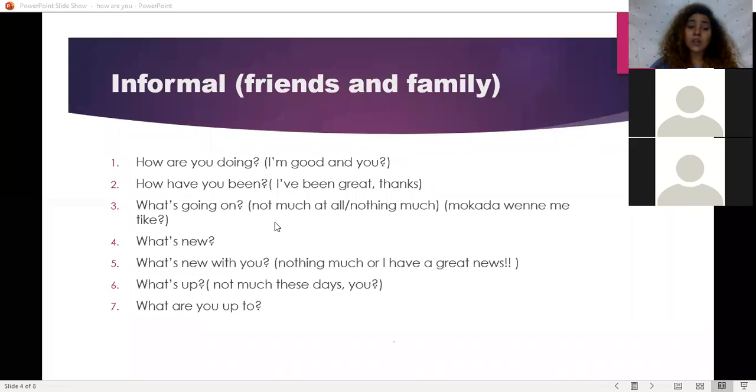All right. Next one, what's new? ඒක ඔයාලට news එකක් තියෙන නම් මොනවා හරි කියන්න පුළුවන්. I have this great news කියලා news එක කියන්න පුළුවන්. එහෙම නැත්නම් you can say not much at all again. Nothing much.